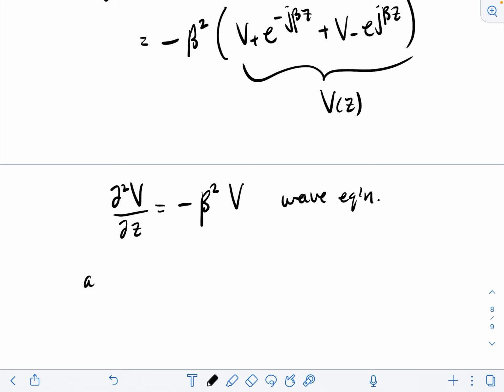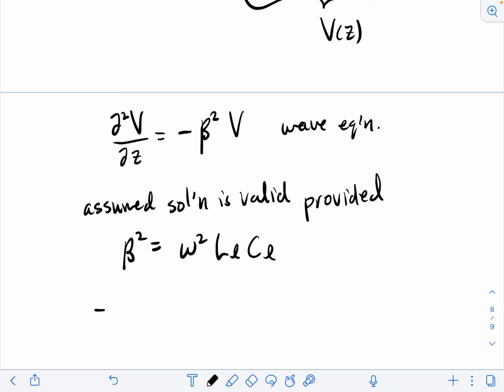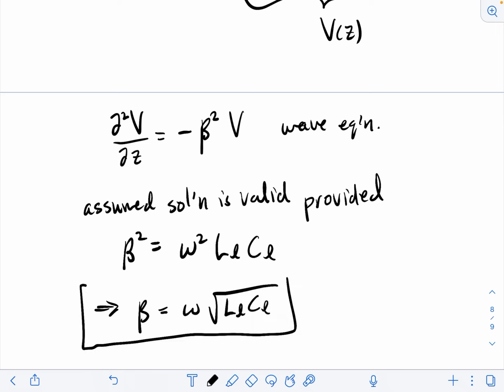So our assumed solution is valid provided that beta squared is equal to omega squared times the inductance per unit length times the capacitance per unit length. Or in other words, beta is equal to omega times the square root of the inductance times capacitance. Okay, good.